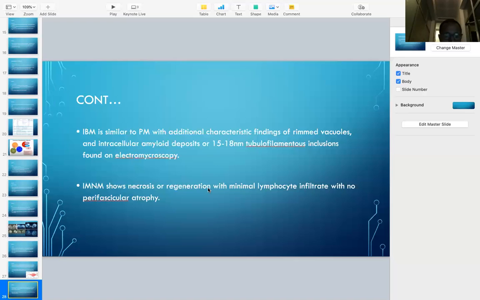The other is immune-mediated necrotizing myositis. In this group of patients, the histologic findings are on the endomysial and perimysial areas, like dermatomyositis, but they have minimal inflammatory cell infiltrate, and necrosis and regeneration can be seen. More dominantly, the pathologies are localized in the perimysium, but you can find them in the endomysial area as well, with minimal inflammatory cell infiltration, with no perivascular atrophy.